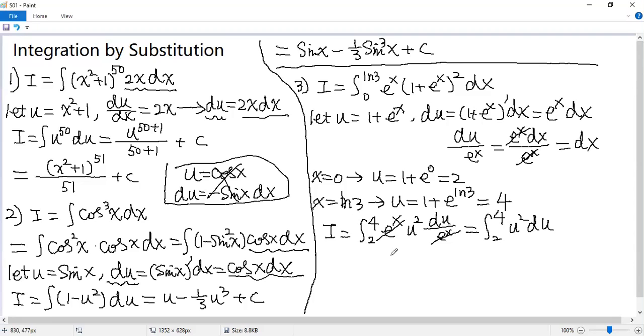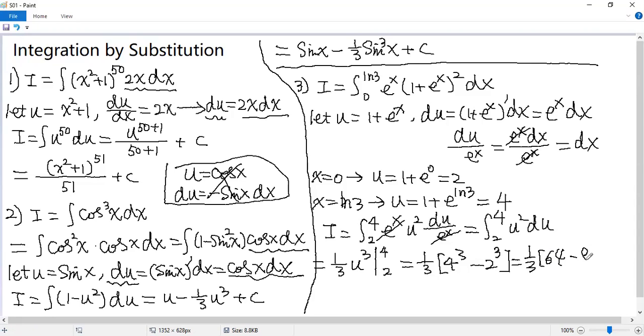Now we know the antiderivative, which is 1 over 3 u cubed. The upper limit 4, lower limit 2. Now we plug in 1 over 3 times 4 cubed minus, with u equals 2, 2 cubed. We know 4 cubed equals 64, and 2 cubed equals 8. 64 minus 8 equals 56. So the final answer is 56 over 3.